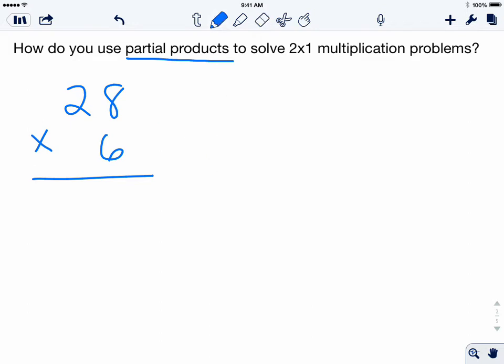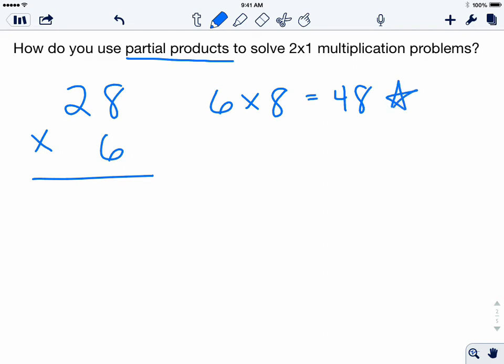When we multiply a 2x1 problem like 28 times 6, I'm going to start with just a basic fact. And you all know this one. It's 6 multiplied by 8 equals 48. 48 is our first partial product.